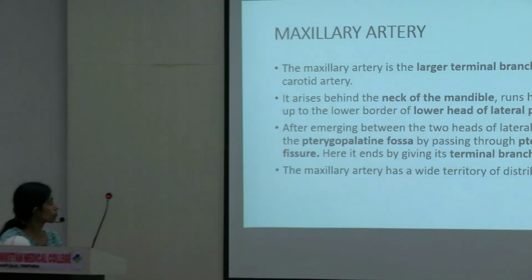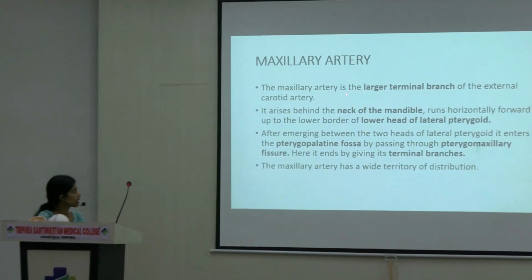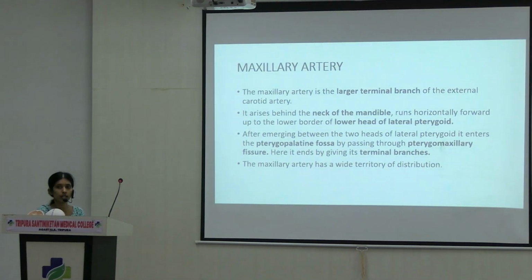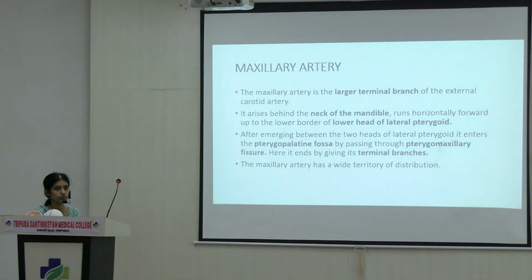Okay. So, maxillary artery is the largest terminal branch of your external carotid artery. Your external carotid artery is a branch of which artery? Common carotid. So, your common carotid artery gives two divisions, external carotid and internal carotid. Your external carotid artery will enter into which gland? Your external carotid artery will enter into the parotid gland. Inside the parotid gland, it will give the maxillary artery.